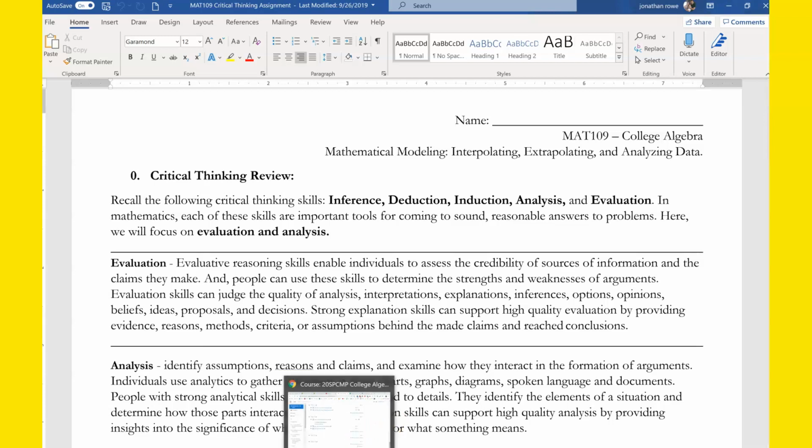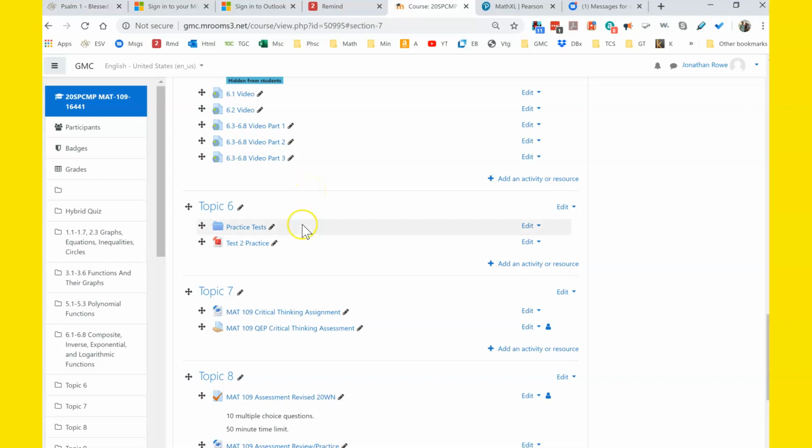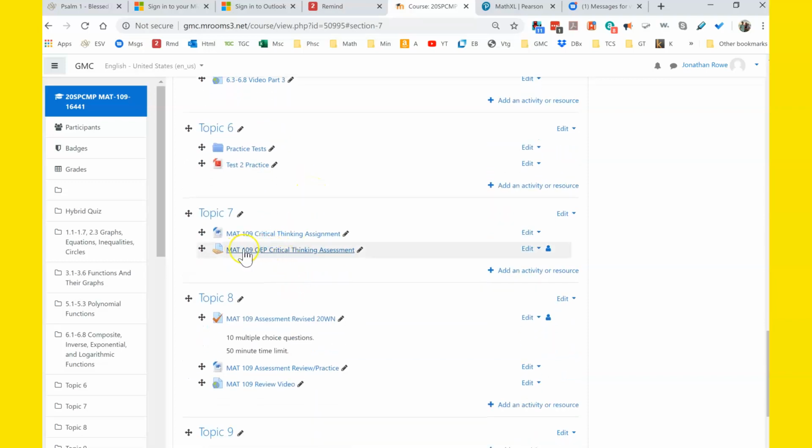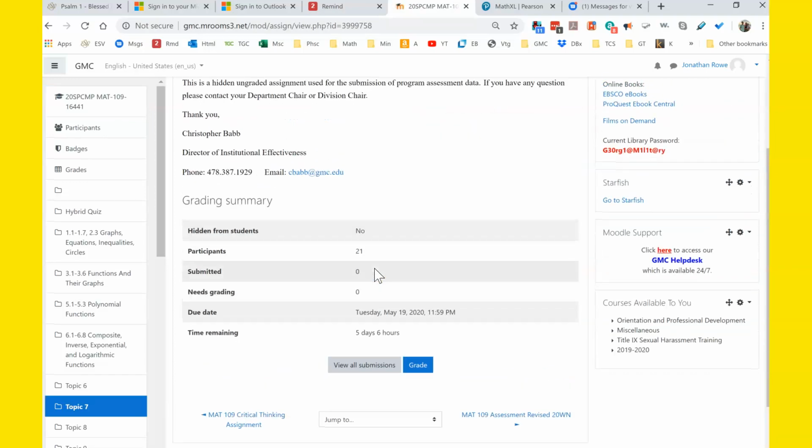When you submit this assignment, you should go to the Moodle course page and click on this icon right here, Math 109 QEP critical thinking assignment. If you click on this icon, it actually downloads the document for you that you will either fill out on your computer, or you'll print it out and fill it out by hand. But what you have to actually turn in, you click on this, and it'll allow you to turn it in. You should be able to turn it in that way.